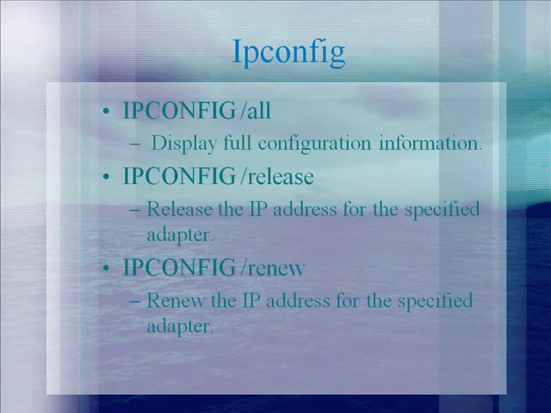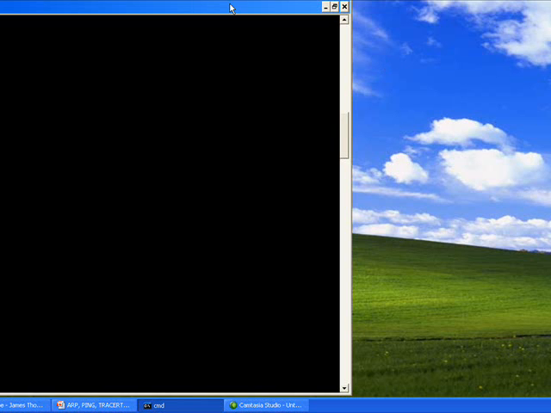Okay, here is just how we can use it. Ipconfig /all displays full configuration information. Okay, if you're having problems, you can use Ipconfig /release. It will release your IP address, and you can renew the address to correct some of the problems that you're having. Okay, we open our command prompt.